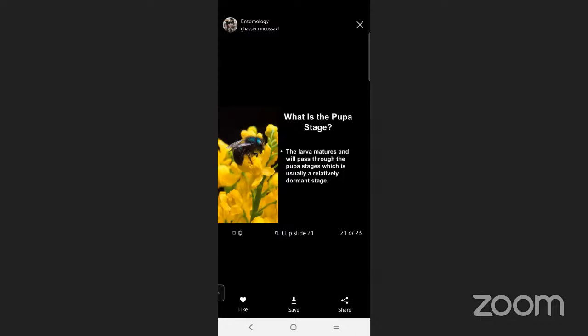Then if you have textbooks in front of you, shall we start with the external morphology of the insect? Yes, ma'am. Come to page number 31. Okay, ma'am.